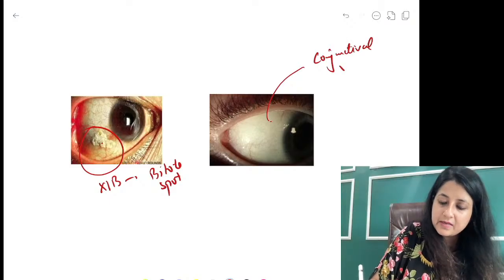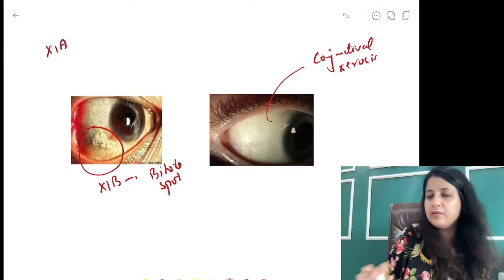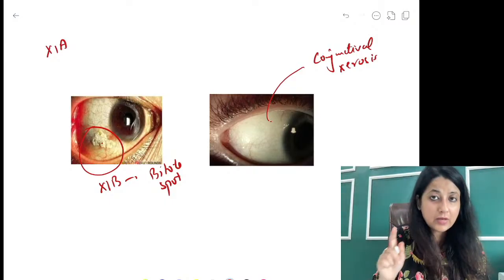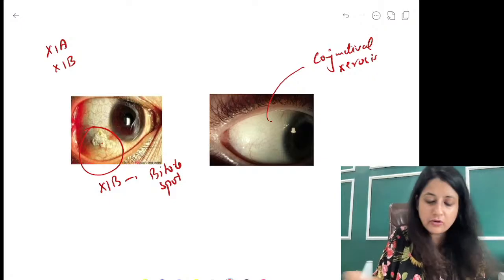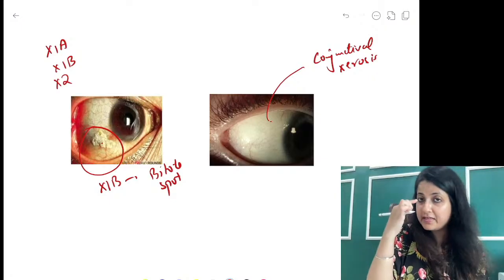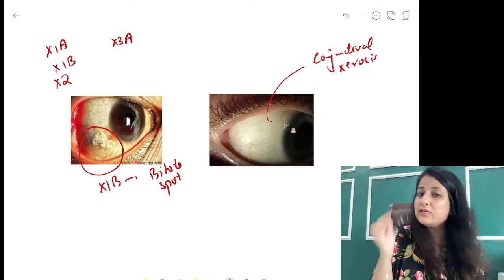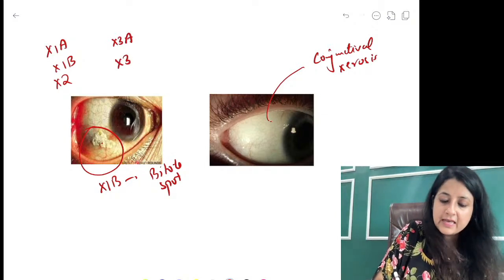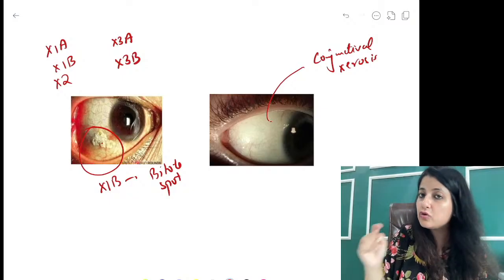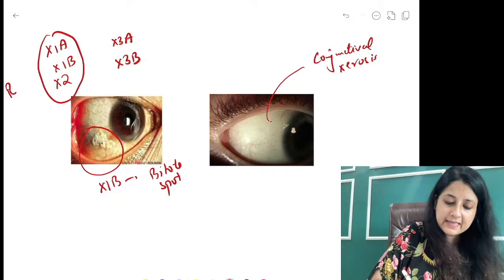If you remember the WHO classification, do you all remember? I'm not going to write everything, we'll just talk about it one. X1A is conjunctival xerosis, X1B is Bitot spot, X2 is going to the cornea, corneal xerosis, X3A is corneal ulcer, less than 1/3 of the cornea, X3B is keratomalacia, more than 1/3 of the cornea. All these are reversible guys, okay.